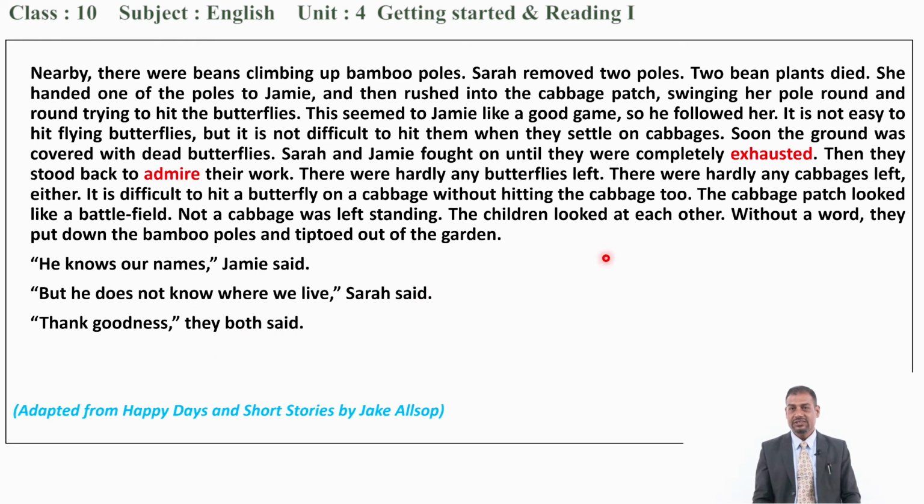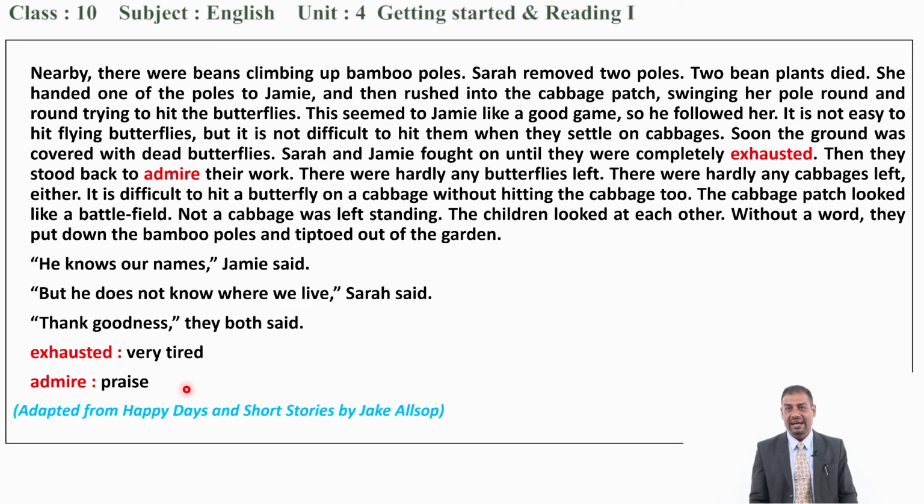So, dear students, now I want to discuss the meanings of these highlighted words, okay? So, the first word we have is exhausted. What is the spelling? E-X-H-A-U-S-T-E-D, exhausted. How do you pronounce? Exhausted. Good. So, what does it mean? Okay, let me say, very tired, they walked a lot. That's why they were tired, exhausted. Another word we have is admire. What does it mean? Okay, it means praise. After completing their work, they thought that the tall man would say, good job, dear children. You removed all the caterpillars from my cabbage farm.